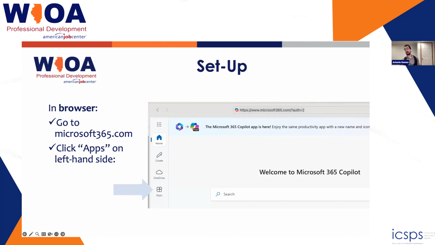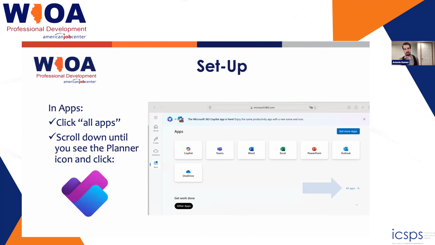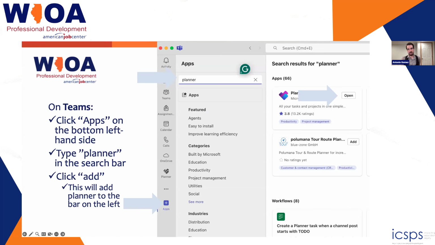So in order to find it in your browser, you go to Microsoft365.com and you click the apps on the left-hand side. I hope you can see my cursor right here. And then click all apps, which is over here, this little blue thing. Yeah, I don't know. Cursor went away, whatever. This little blue thing right here, all apps. Going to click that. Scroll down until you see the planner and then click it.